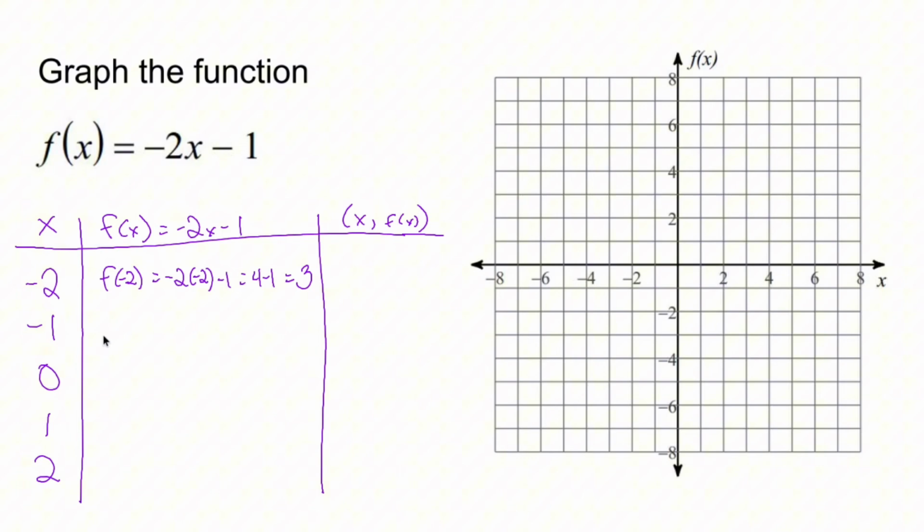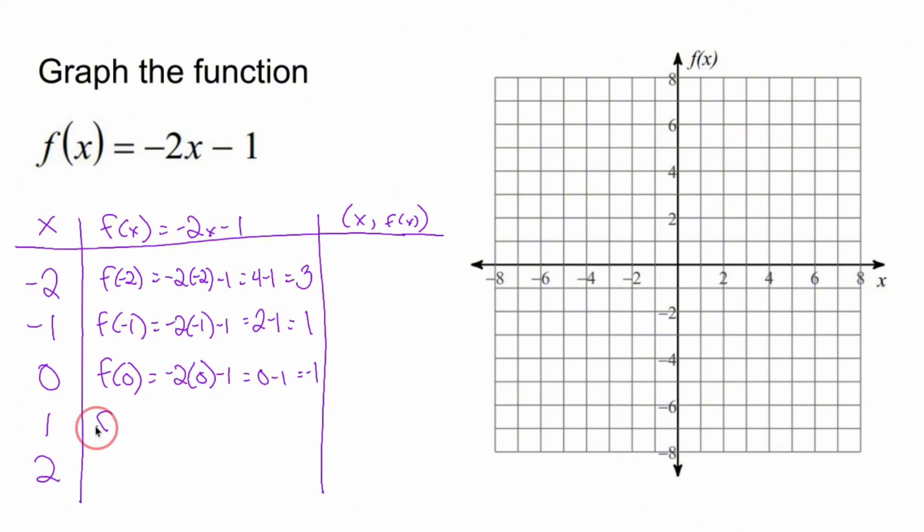Let's do it again. F of negative 1 has me replacing x with parentheses negative 1. Negative 2 times negative 1 is positive 2, and 2 minus 1 is 1. Let's do it again. F of 0 equals negative 2, replace the x with parentheses 0. PEMDAS says negative 2 times 0 is 0, and 0 minus 1 is negative 1.